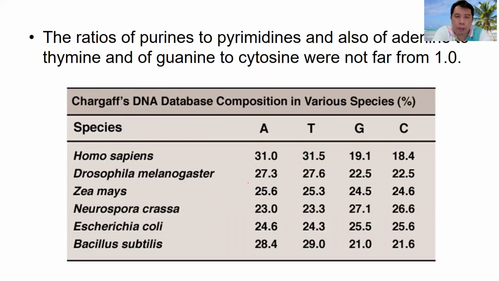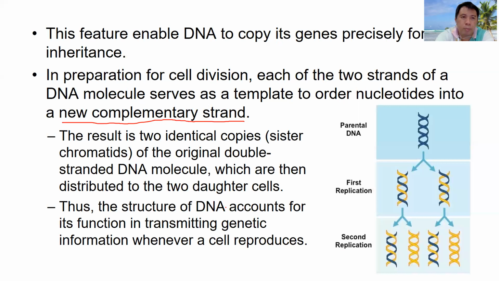This table shows the ratio between A and T, G and C. From here you see, even though they are slightly different, they are not far from 1.0. So we can say there is no significant difference. So we accept that A equals T and G equals C. The difference here is just because sometimes the nitrogenous bases have extra different strength. These features enable DNA to copy each gene precisely for inheritance. These are what we call the Chargaff rules.